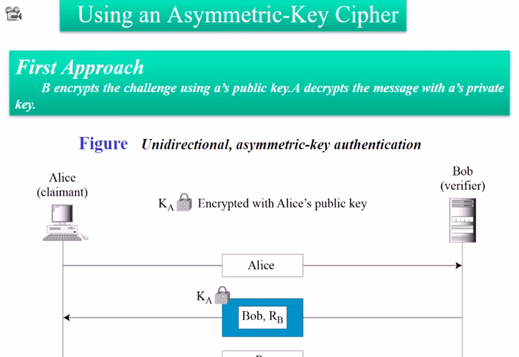Instead of a symmetric key cipher, we can use an asymmetric key cipher for entity authentication. Here, the secret must be the private key of the claimant. The claimant must show her private key related to the public key that is available to everyone. Here also there are three approaches. First approach, B encrypts the challenge using A's public key. A decrypts the message with A's private key. The figure explains the unidirectional asymmetric authentication.